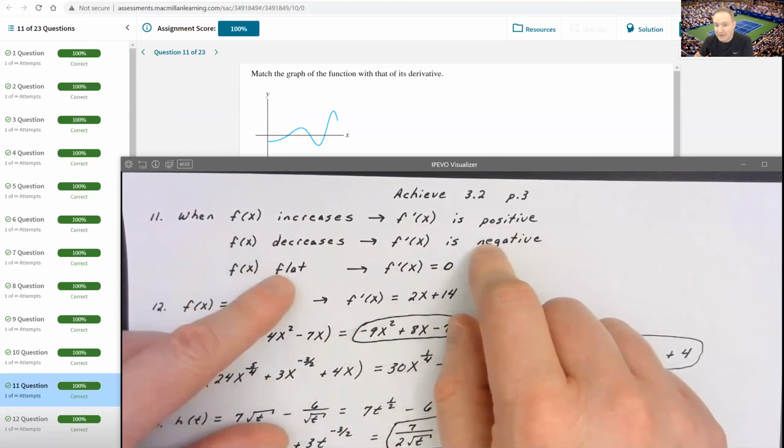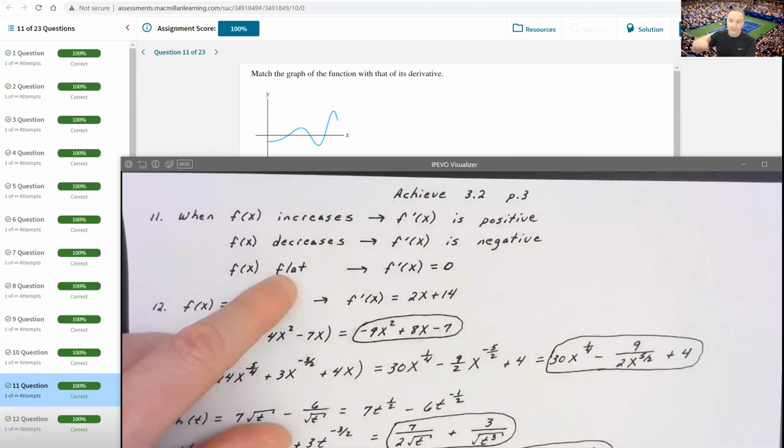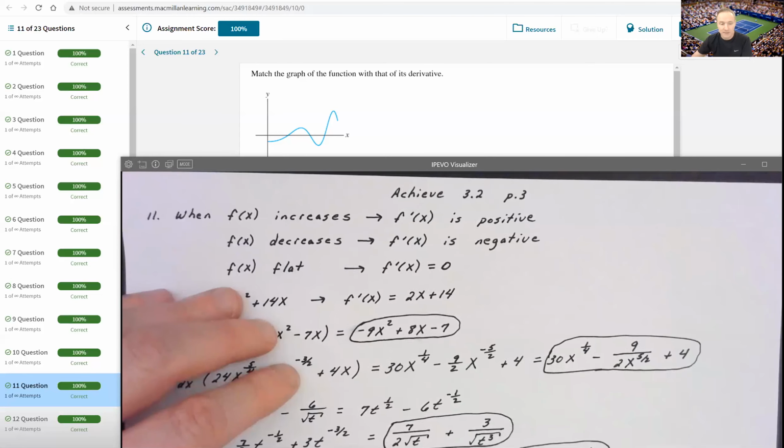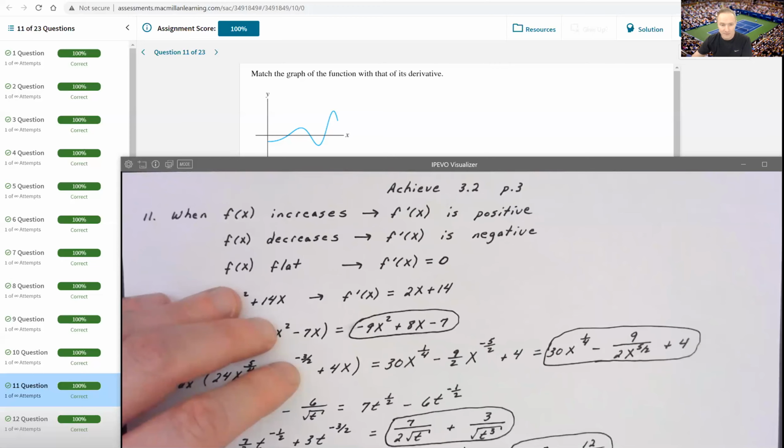Whenever a function flattens out, this could be at a maximum or a minimum value, or at a value at which it just does not increase, you know that the derivative is going to be 0 at those x values.